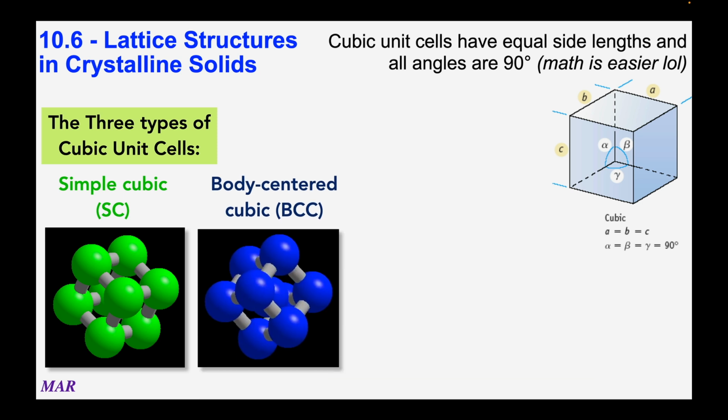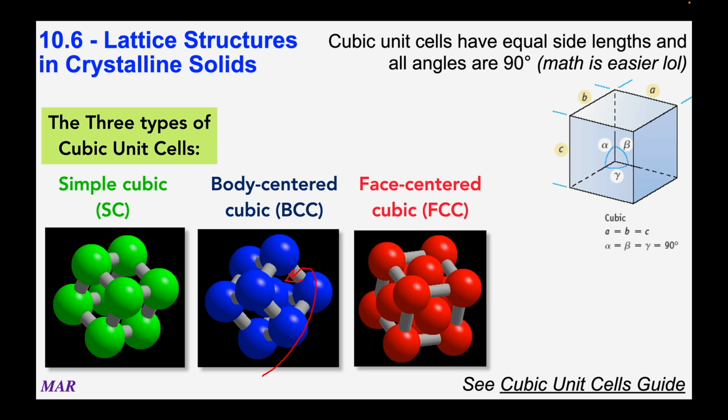The next one we'll talk about is called a body-centered cubic, or BCC. Now, body-centered cubic is the same as the simple cubic. There's an atom in each corner. However, body-centered cubic has, if you look carefully, 1 atom in the middle of the cube, in the body of the cube. So body-centered cubic is like simple cubic with 1 atom in the middle, and that'll be important to us here in a little bit.